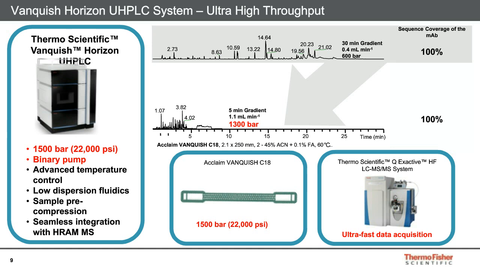And here I have the chance to talk to you about another important feature of the Acclaim Vanquish column, that in fact it can take 1300 bar and more, because the pressure specification of this column is 1500 bar, like the Vanquish system.